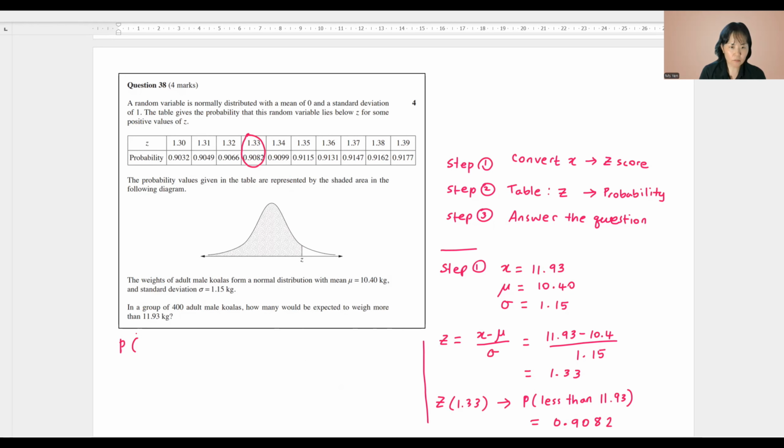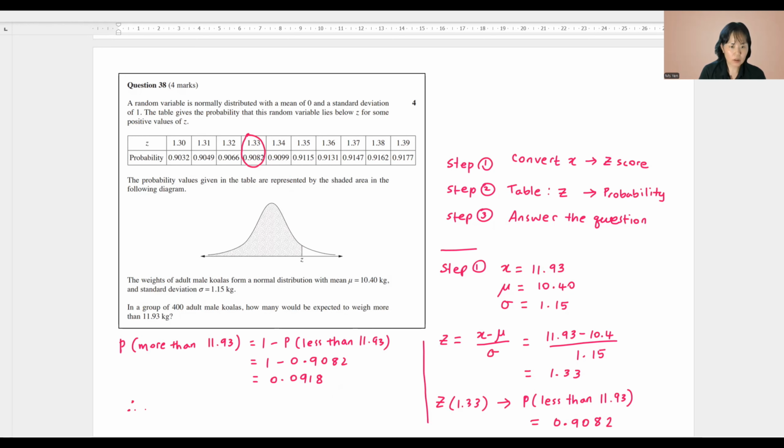So probability of more than 11.93 kilograms equals 1 minus the probability of less than 11.93. So that'll be 1 minus 0.9082 will give me 0.0918. What it's saying is about 9.18% of male koalas are more than 11.93 kilograms.